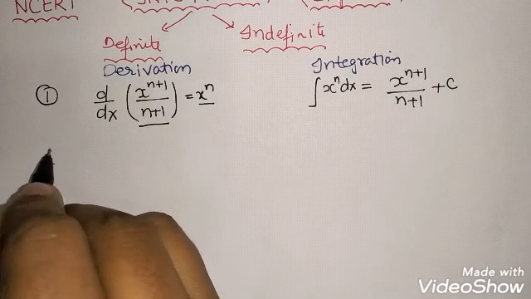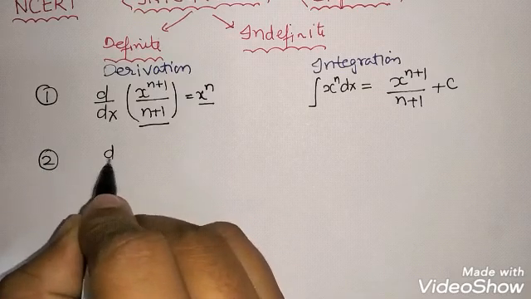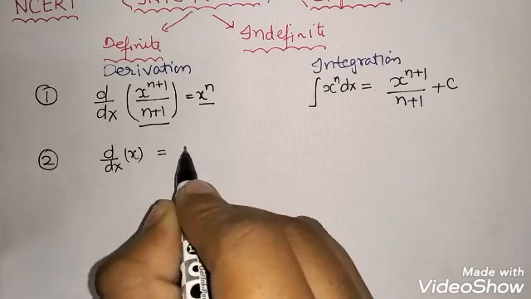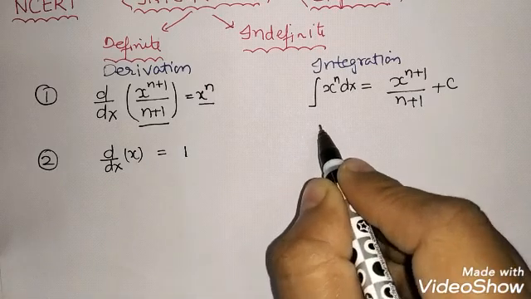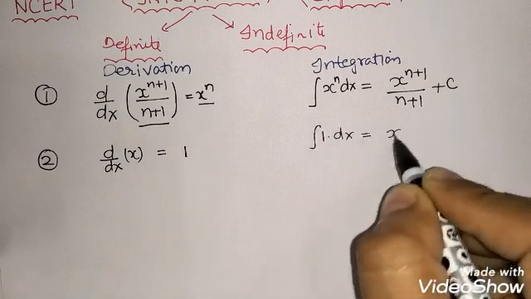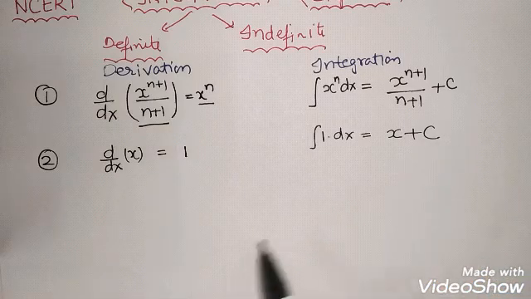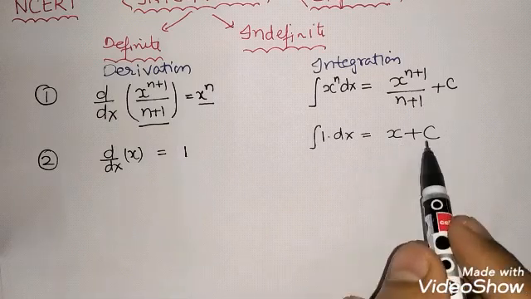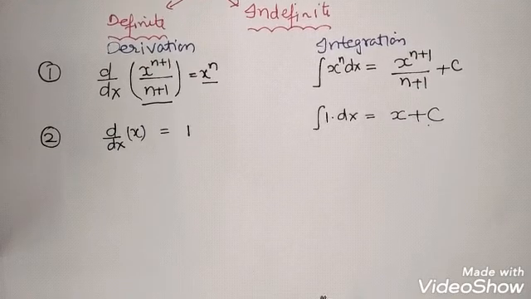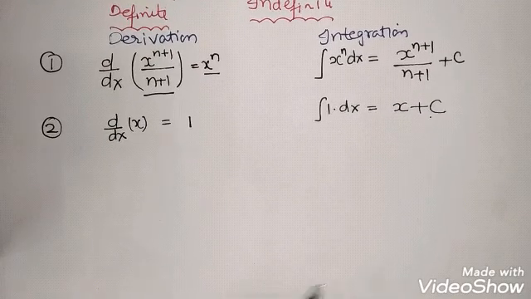Okay. Second formula is the derivative of x. The derivative of x is obviously 1. So integration of 1 dx is x plus c, and you know very well c is the integration constant.